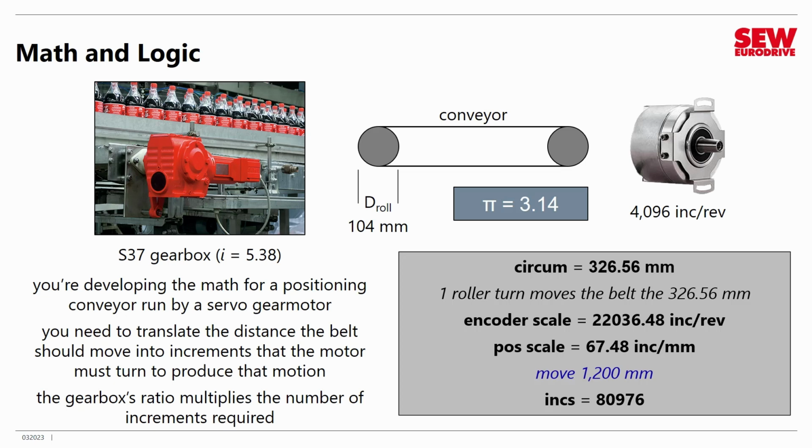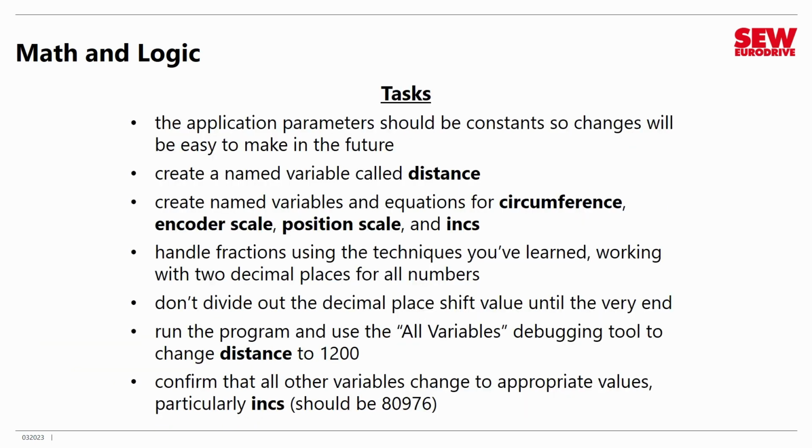So this is what you're going to do for your program now. We're not actually going to make anything move. We're just creating the math at this stage. I want you to create a program where the application parameters are constants. That means like the roller diameter, the encoder resolution, the gearbox ratio, those should be constants. So later, if somebody wants to change things, they just have to fix a few constants. They don't have to dig into the code.